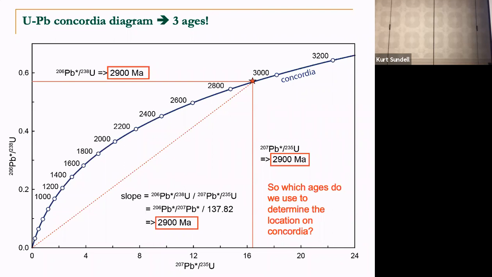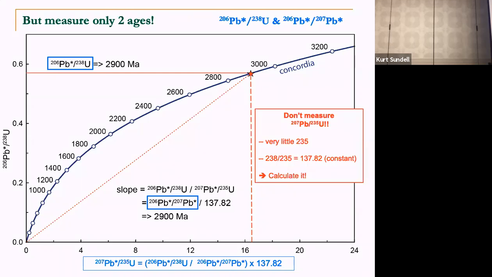Okay, so what are we actually going to measure on our mass spec to get to these ages? Turns out we don't need to measure all of these isotopes. So what most labs do is that they don't measure the 207/235 ratio. The reason we don't do this is because there are quite small abundances of uranium-235 in zircon. So instead, we're going to choose to measure the 206/207 ratio and the 206/238 ratio. Everyone fine with me so far?